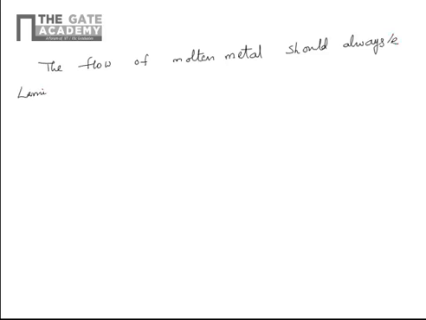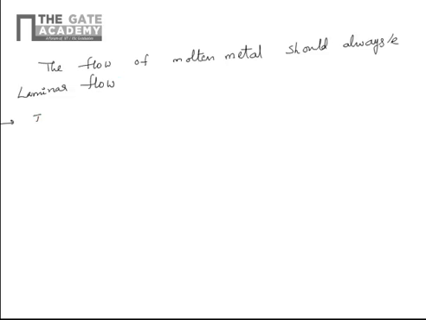The flow of the molten metal in the gating system should always be laminar flow. If it is turbulent, the sand will come into the integral part of the casting. It will cause defects again due to sand erosion.